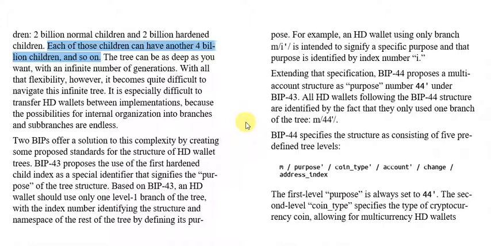Two BIPs offer a solution to this complexity by creating some proposed standards for the structure of HD wallet trees. BIP 43 proposes the use of the first hardened child index as a special identifier that signifies the purpose of the tree structure. Based on BIP 43, an HD wallet should use only one level 1 branch of the tree, with the index number identifying the structure and namespace of the rest of the tree by defining its purpose. For example, an HD wallet using only branch m/i'/ is intended to signify a specific purpose, and that purpose is identified by index number i.